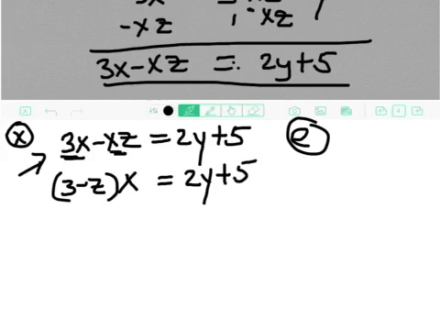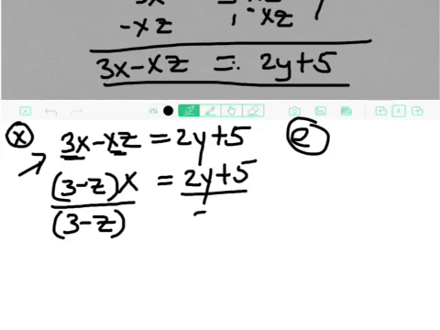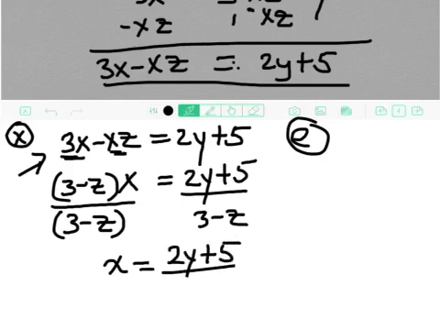Now that x is by itself, I see x is being multiplied by 3 minus z. Therefore, I'm going to divide this side and the entire other side by 3 minus z. When I do that, I see that x is equal to 2y plus 5, all of that over 3 minus z. And I'm feeling pretty good about myself, as you should be too if you followed along.